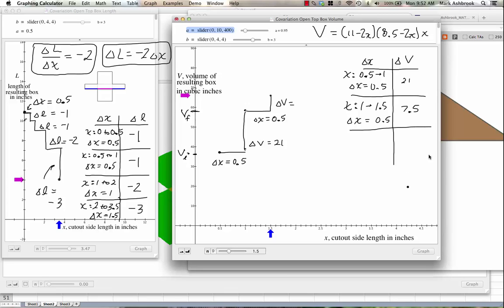Therefore, what's the graph like? Curved. And in fact, the volume starts to go down. We could do this again later, and we get a negative delta V for a delta x of 0.5. So that's the difference between constant rate of change and non-constant rate of change.